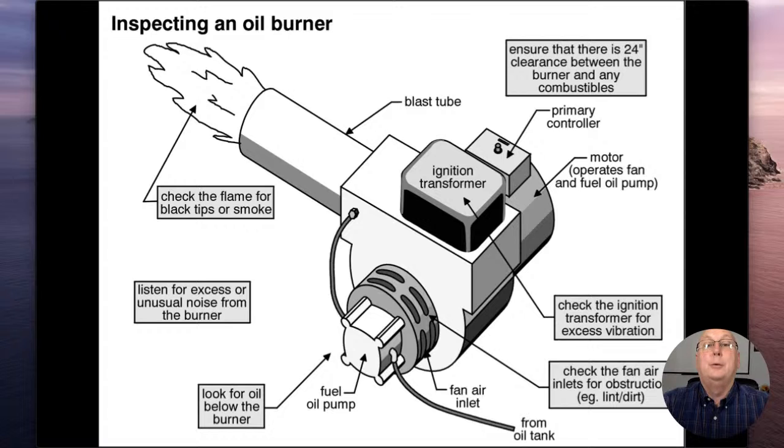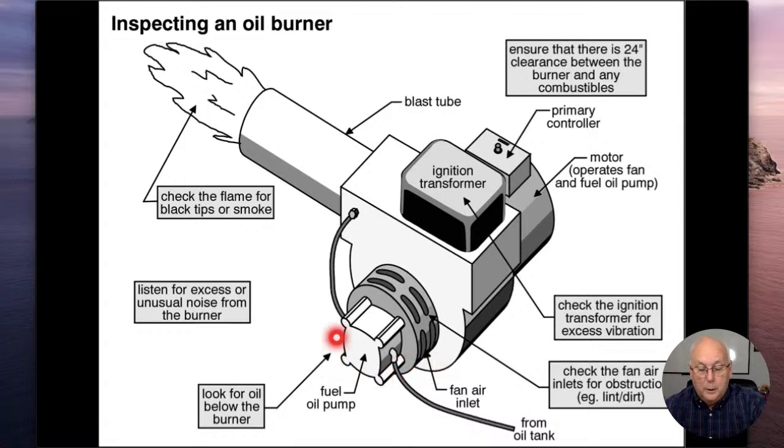So things to look out for: 24-inch clearance between the burner and the combustible materials. Okay. The ignition transformer shouldn't be vibrating. Everything should be smooth. You'll find that dirt gets put around this air intake port right in here, and so that should be clean, so we don't limit the amount of air that comes into it at all.